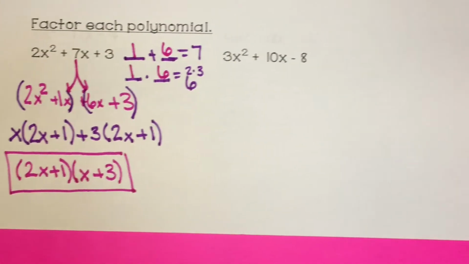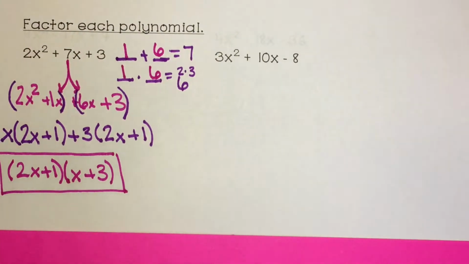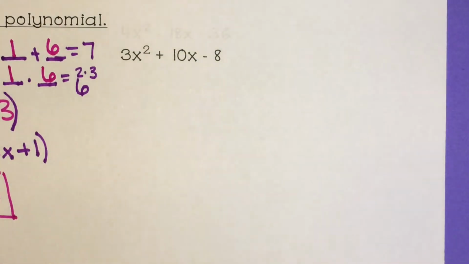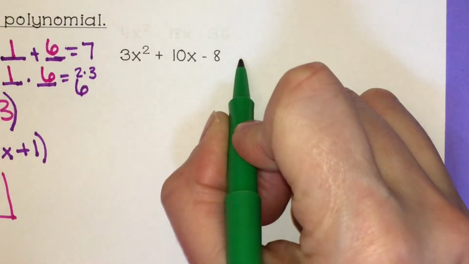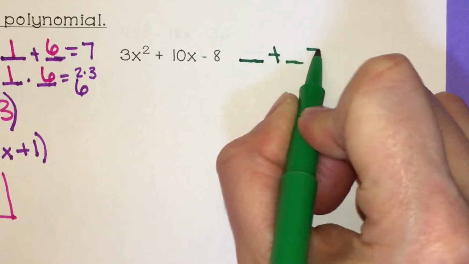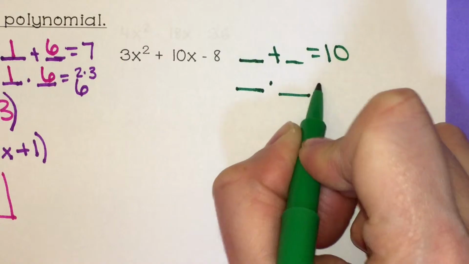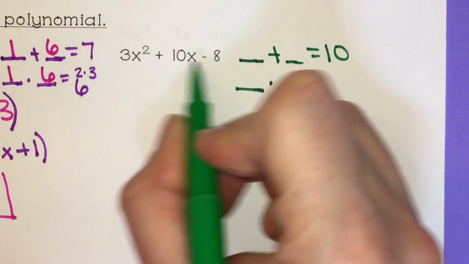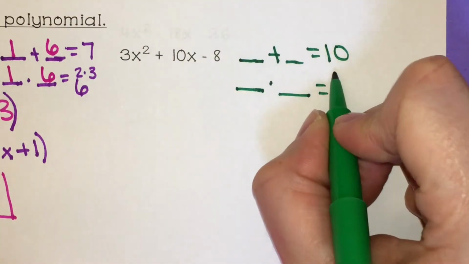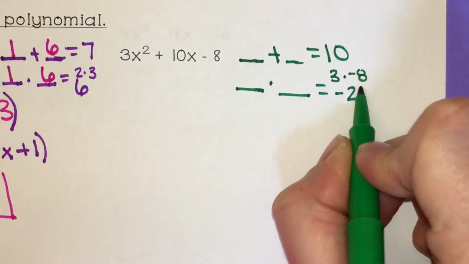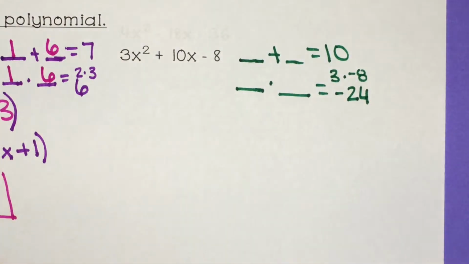Okay, so let's try that again. There are quite a few steps. Okay, so I have to figure out what I can add together to equal b, which is 10, what I can multiply together to equal a times c, so 3 times negative 8, which gives me negative 24. So what can I multiply together to equal negative 24, add together to equal positive 10?